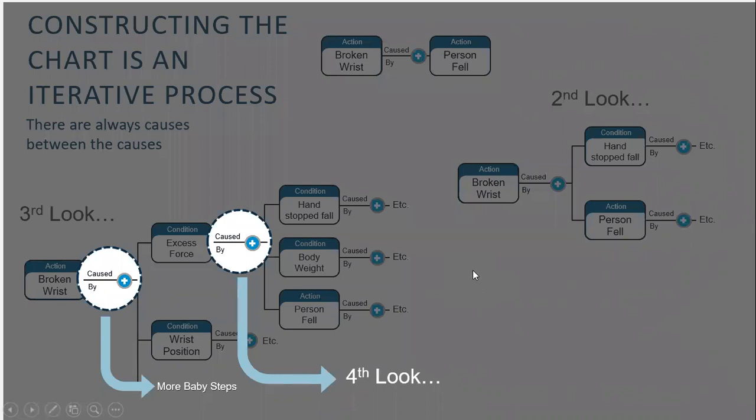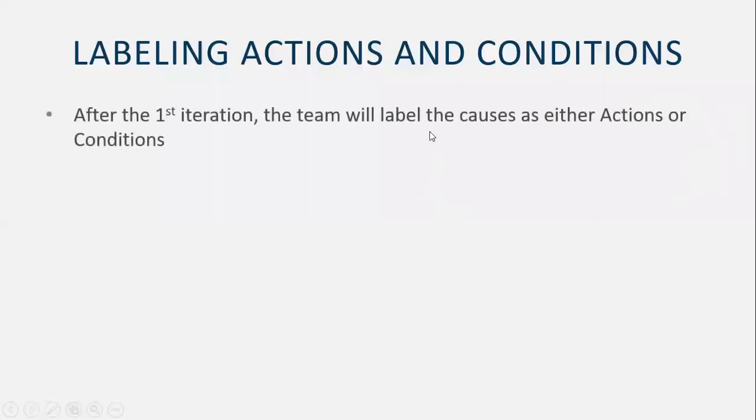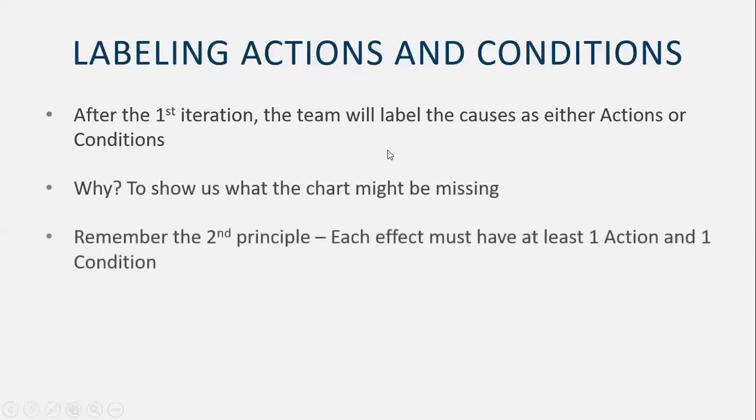We identify what we know, and then we look for missing causes. And we do that by labeling our actions and conditions. So after that first iteration, the team will label the causes as either actions or conditions. Why? That's going to show us what might be missing on the chart, what actions and conditions. Remember that second principle, for each effect, we must have at least one action and one condition.